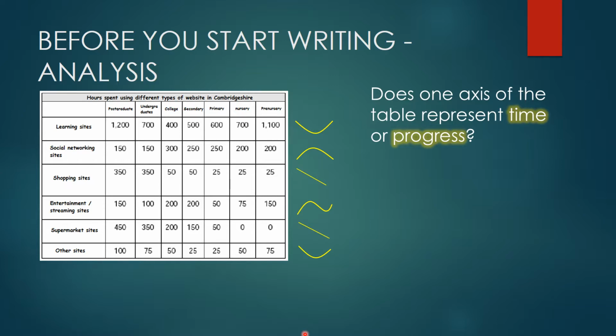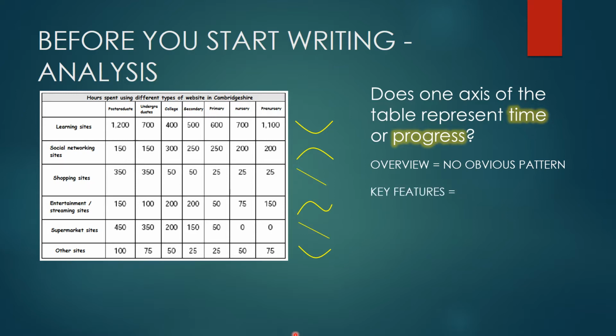So, by identifying which axis represents the passage of time or some kind of progress, you can easily follow that axis and see the pattern in the numbers. Now it's easier to identify your overview and your three key features. Well, what is the overview here? Well, the overview can be as simple as there is no obvious pattern. There is a lot of difference in different sites according to age of students.